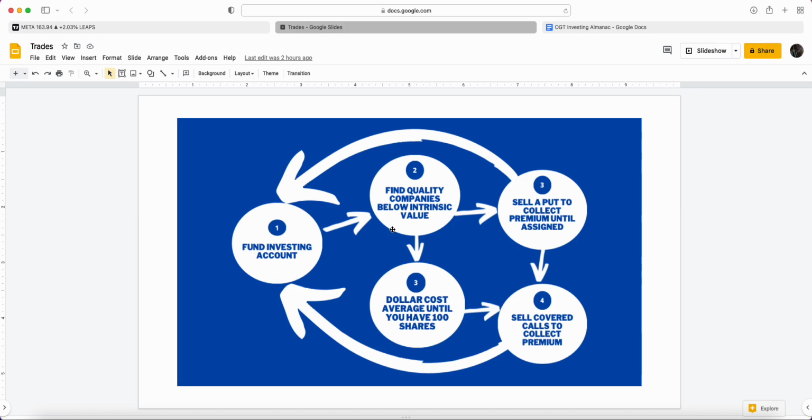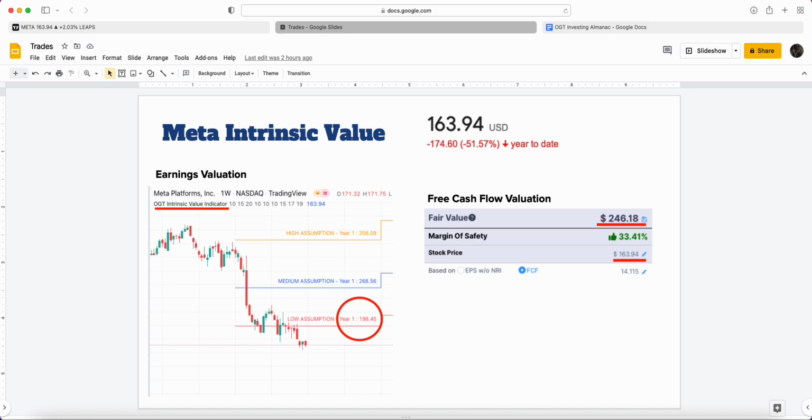Intrinsic value is the worth of a company, and there are two ways to do this. You can use a multiple of a company's earnings, or a multiple of a company's free cash flow. We're going to use Meta as a classic example. Currently I don't own any shares in Meta, as I sold all my shares a few months ago, and I'm looking to own at least 100 shares of Meta at a price. Let's walk through this process. Firstly, we need to identify that Meta is currently trading below its intrinsic value.